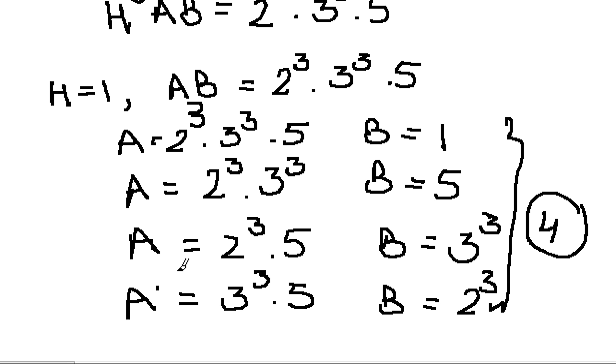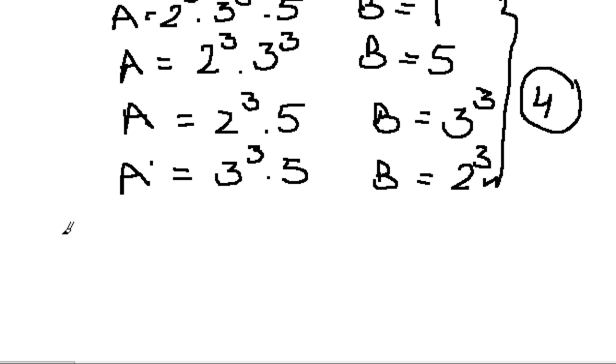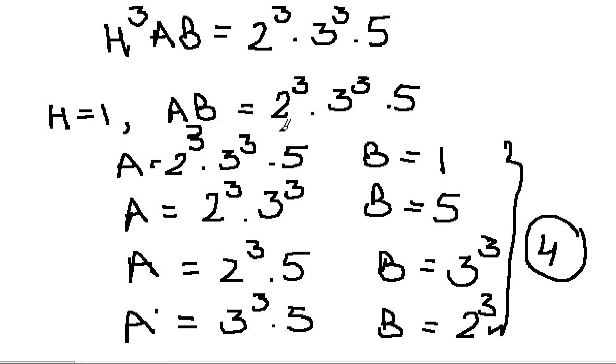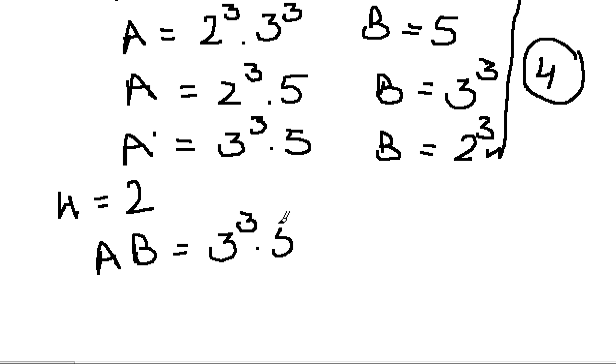Okay. So initially we took h as equal to 1. What other values can h take here? Comparing these two sides, we need a cube on h. So h could be either 2 or 3, or even 6, because we have a 6 cube if we combine these two. So we have 3 more cases left. So let's first take h equal to 2. So we will be left with a into b equal to 3 cube into 5.